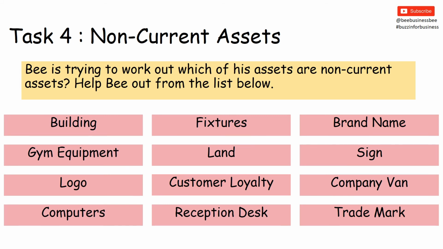So let's have a look at non-current assets. B's trying to work out now which assets are non-current, and you've got to help B out by doing the same again. Now remember, non-current assets are items you own that typically can't be turned into cash within a year. So they're going to take longer than a year to turn to cash. That's what the word non-current means. Current means within a year. So you need to go through it, think about it, and then mark on which one's going to be non-current. Pause the video while you do that.